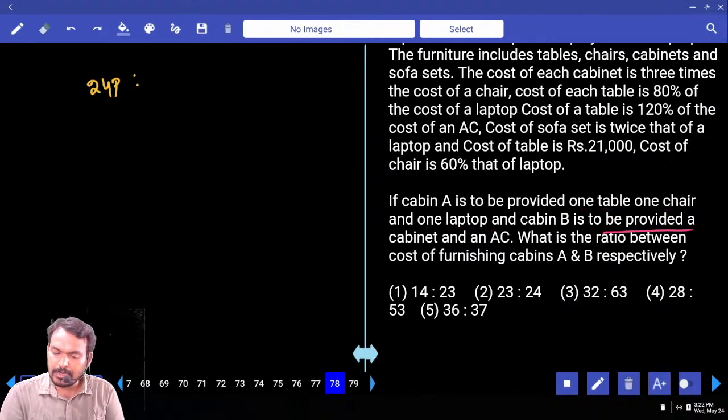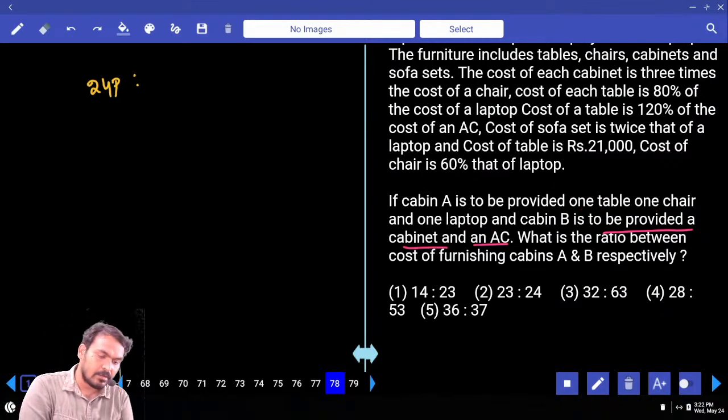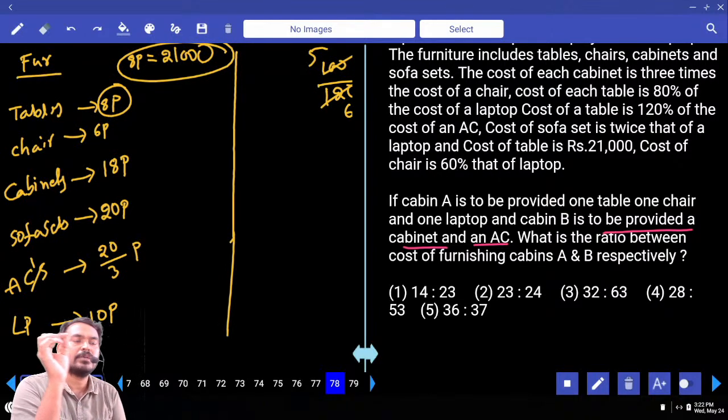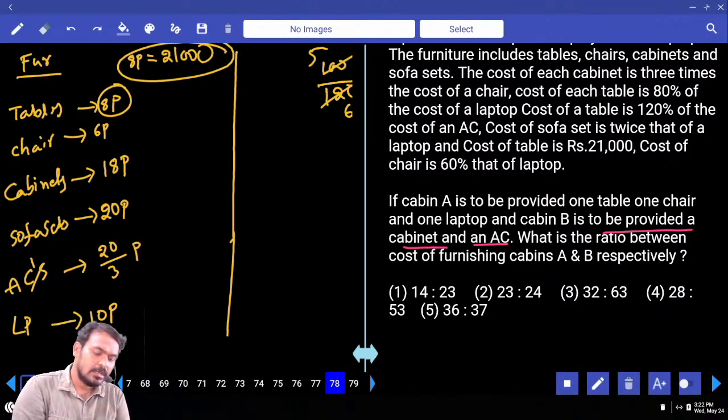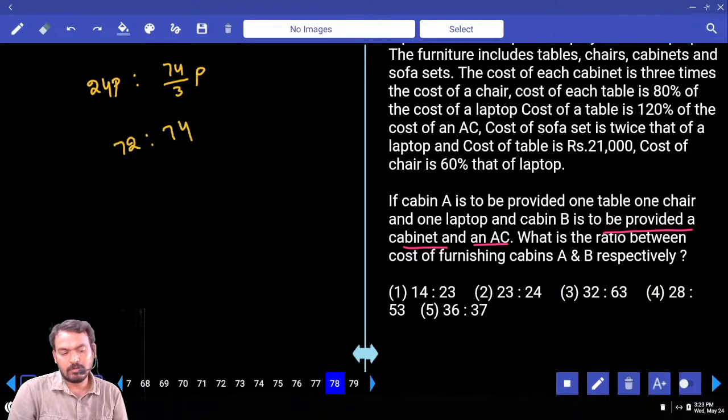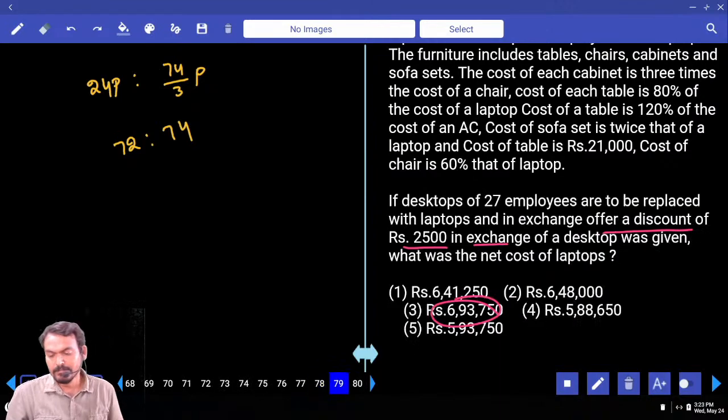Next, the second one, cabin B. Cabin B is to be provided a cabinet and an AC. What is the cabinet value? 18 parts. AC value 20 by 3. 18 plus 20 by 3 means 3 into 18, 54, plus 20 means 74. Means 74 by 3 parts. Okay. 3 into 24, 72 is to 74. What is the answer? 36 is to 37.